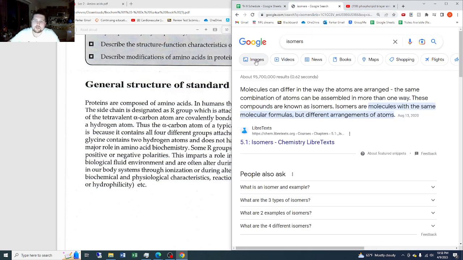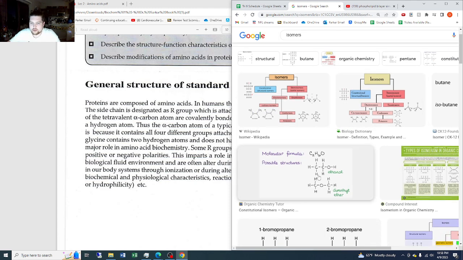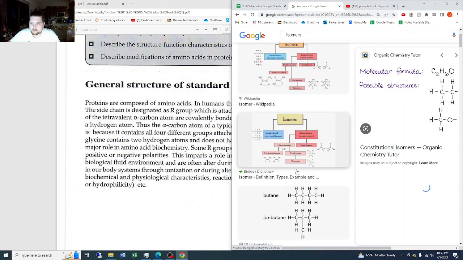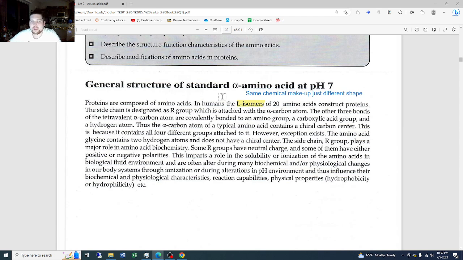So if we look at isomers, we have molecules that are the same. So C2H6O, and that can be arranged as ethanol or dimethyl ether. So it's just saying that we have the same chemical formula, but different possible structures. So in humans, we're going to be using the L isomers. That's what we use in our bodies to construct our proteins.